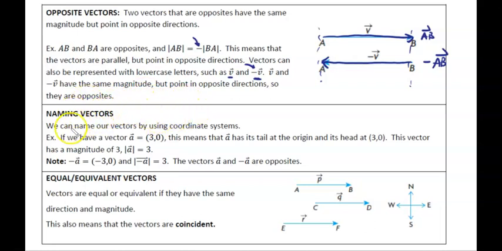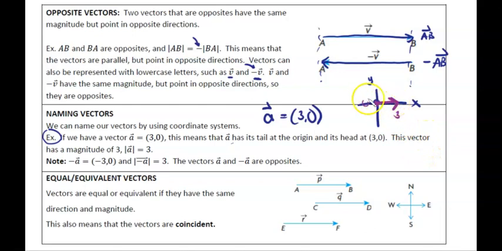Now, naming vectors. We can name vectors by using the coordinate system as well. So an example is if we have a vector A, vector A equals (3, 0). This means that vector A has its tail at the origin. So for example, if we had an X and Y axis, the tail would be here. And then its head would be at (3, 0). So it would look like that.